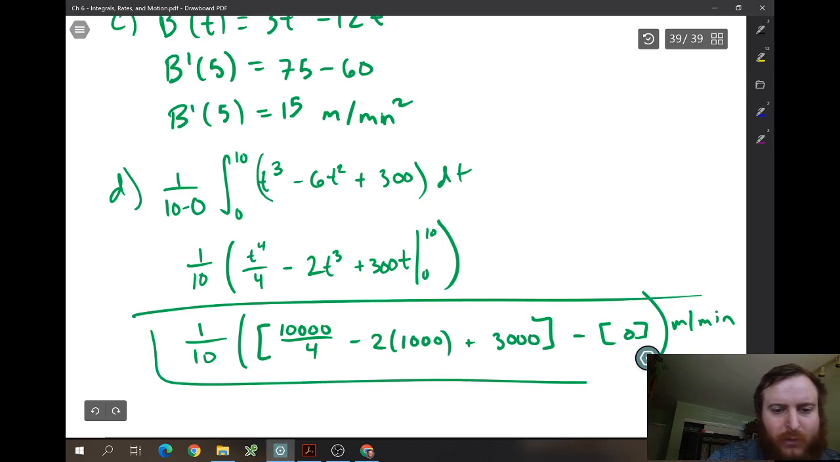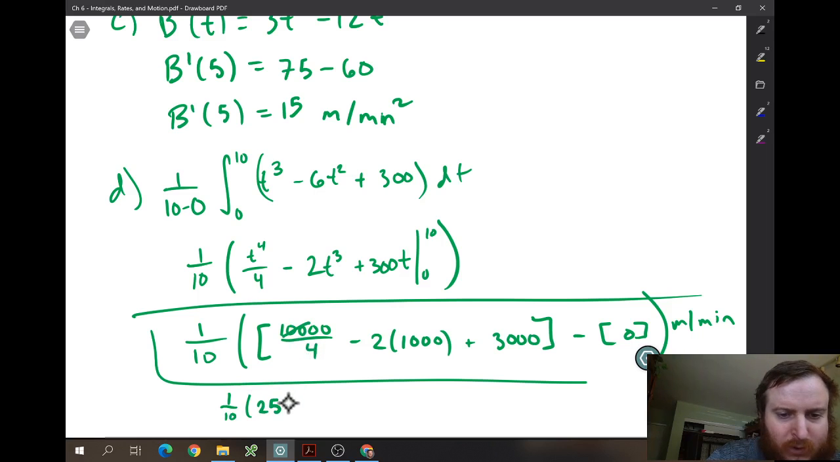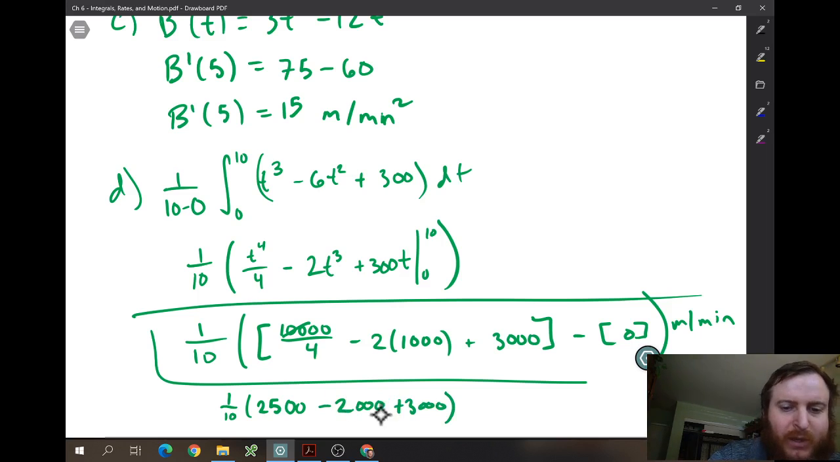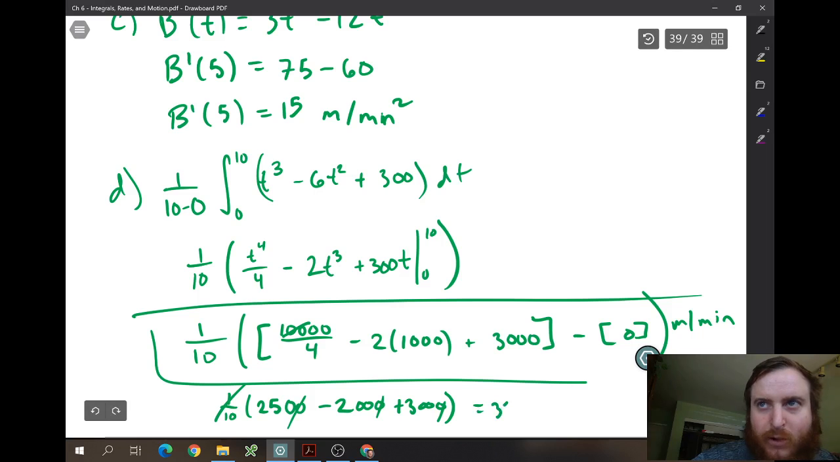Now, if you want to, 100 divided by 4 is, sorry, 25, so this would be 2,500 minus 2,000 plus 3,000. And you could do that, and then you could add those up, and then you could divide by 10. Dividing by 10 would chop off one 0 from each of them. So you could do it, but I wouldn't. But if you did do it, you would get 350 meters per minute.